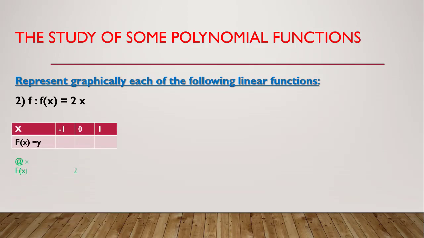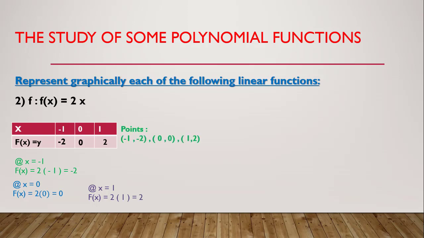If x equals -1, -1 times 2 is -2. So this is the first point, -1 and -2. If x equals 0, in this case, 0 times 2 equals 0. So this is the origin point. What about 1? Yes, 1 and 2. So we have 3 points, -1 and -2, 0 and 0, and finally 1 and 2.